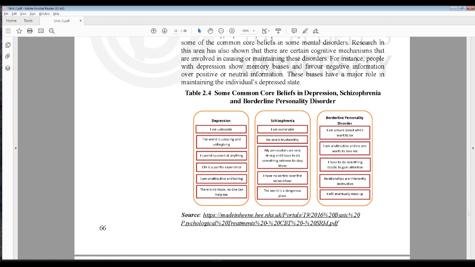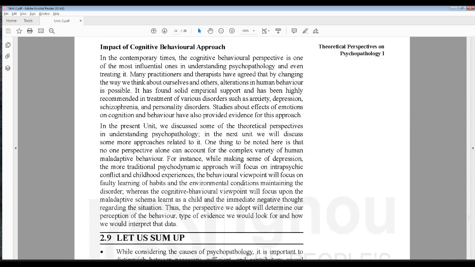Research in this area has also shown that there are certain cognitive mechanisms that are involved in causing or maintaining these disorders. For instance, people with depression show memory biases and favor negative information over positive or neutral information. These biases have a major role in maintaining the individual's depressed state.